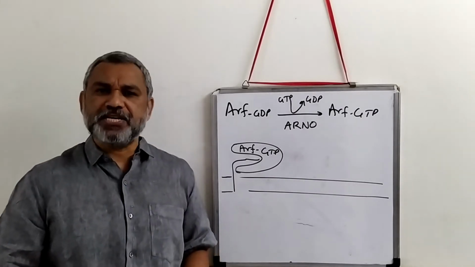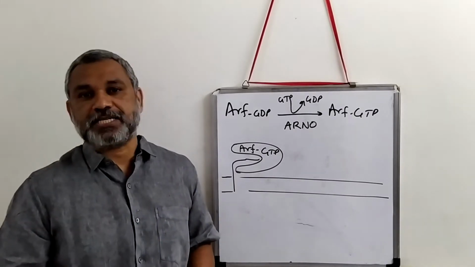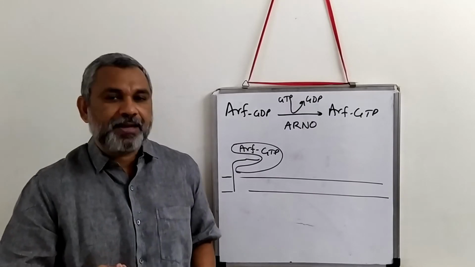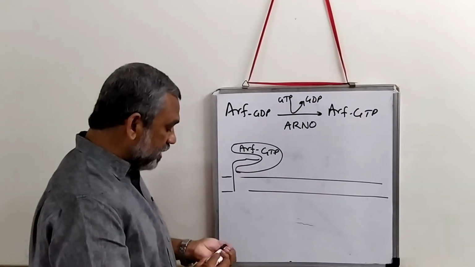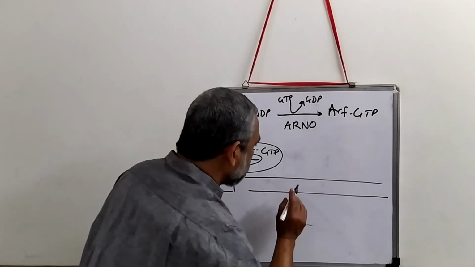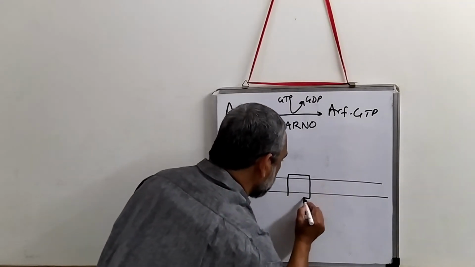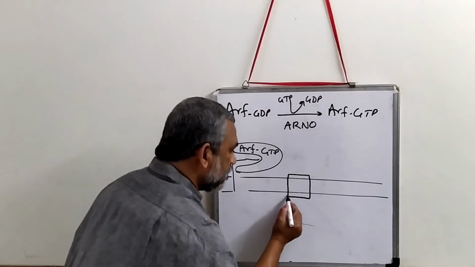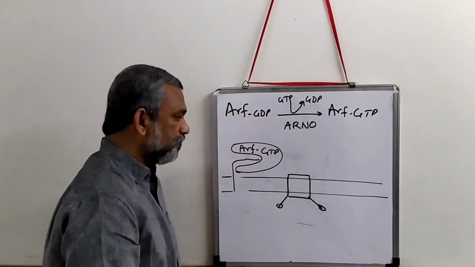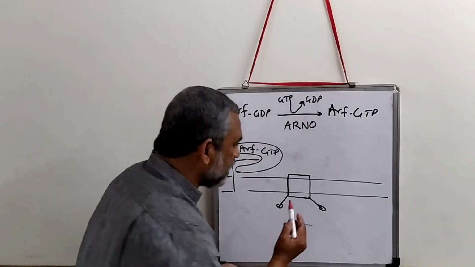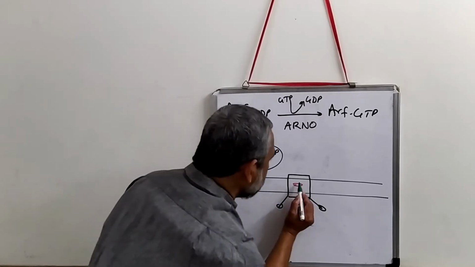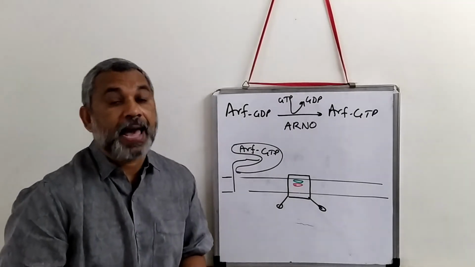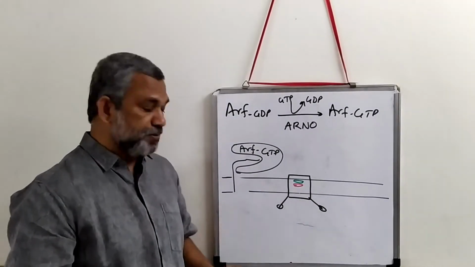Once this step is initiated, the next step is to bring the adapter protein. Now the adapter protein will come here. So the adapter protein, let us denote it like this. This is the adapter protein. Now it has two regions inside. In one region and in the second region, this is the mu2 and the sigma2 in the adapter protein.